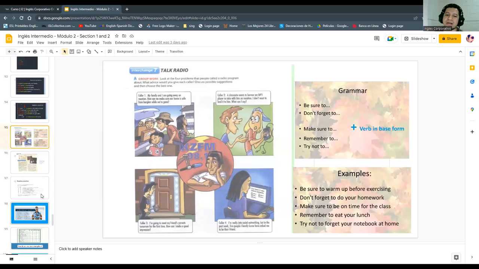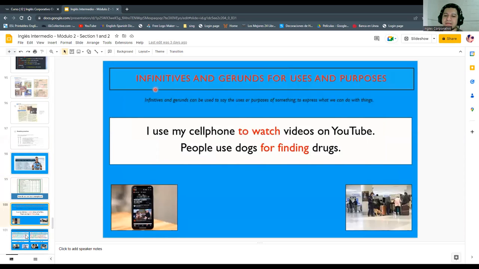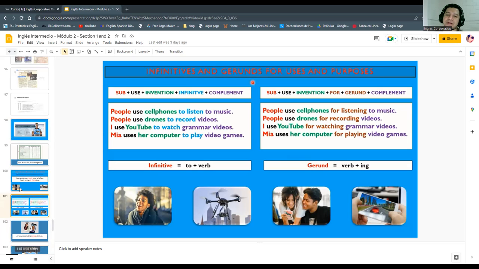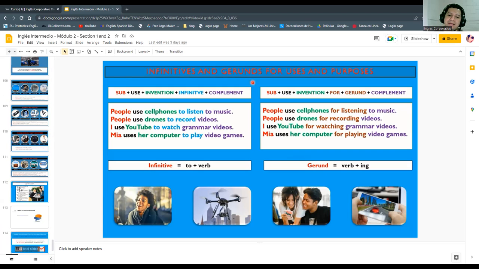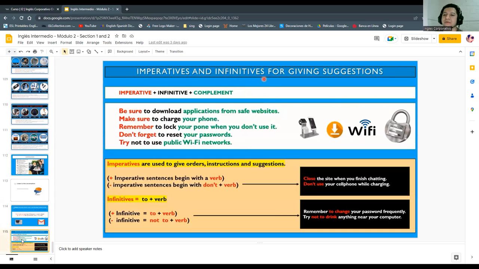Let's see here. This is just a review. This will be the structure, right? Subject plus use, infinitive, complement. This will be infinitives and gerunds, and also for purposes, right? For listening and to listen, this will be the formula to create infinitives and gerunds. And also the formula for commands, for imperatives, for giving suggestions: be sure, make sure, remember, don't forget, plus infinitive, plus complement.